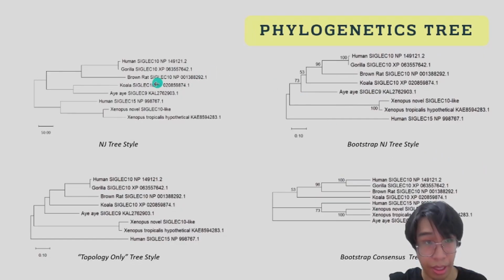Here is what the neighbor-joining tree looks like for the results that we acquired through MAFFT. This tree is built using the MEGA 12 software, where we can use MAFFT to carry out the multiple sequence alignment before building this tree. This is the bootstrap and JTT tree style, the topology-only tree style, and the bootstrap consensus tree style.